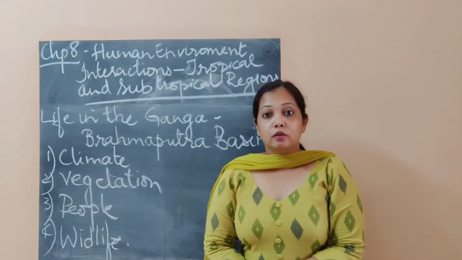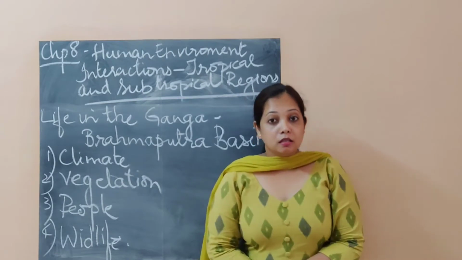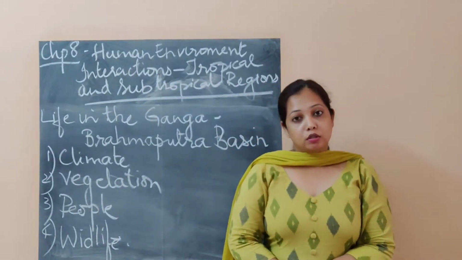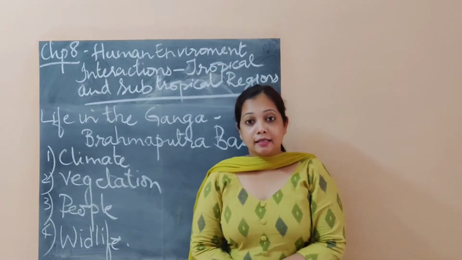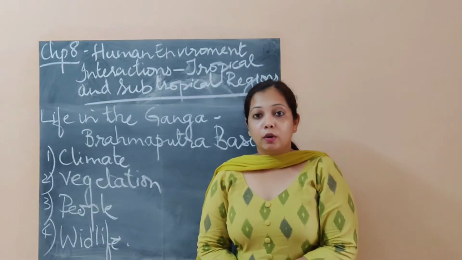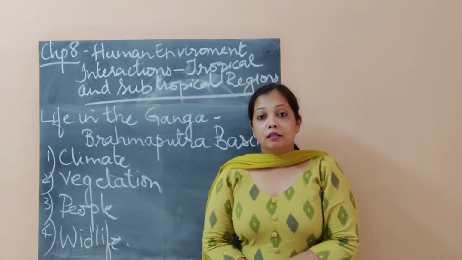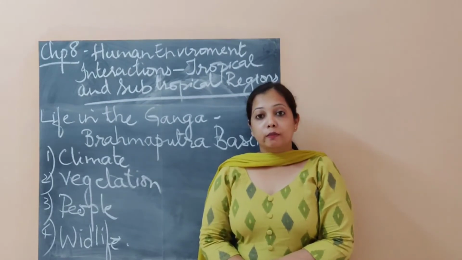Agriculture is the main occupation, and paddy, that is rice, is grown in abundance because of a lot of water. Railway tracks, roadways, and even airports here are very well developed. This is what I am talking about: the Ganga and the northern plains.